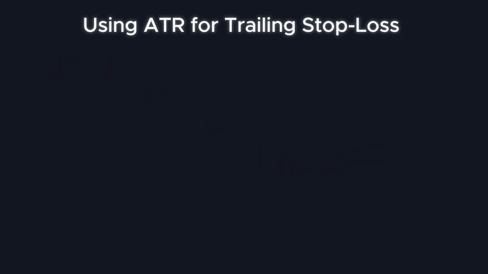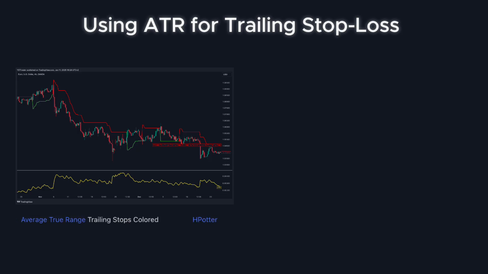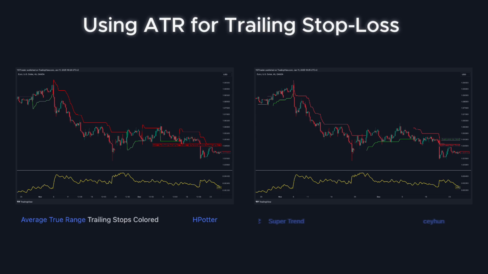Another useful indicator is H-Potter's average true range trailing stop loss colored, or the super trend indicator. These tools simplify the process and keep you focused on trading. You can adjust the multiplier used in these indicators, just as you would with ATR, to set your stop levels. These indicators multiply the average of the ATR by the multiplier you want and dynamically turn it into a line to show you where to set your stop loss level.